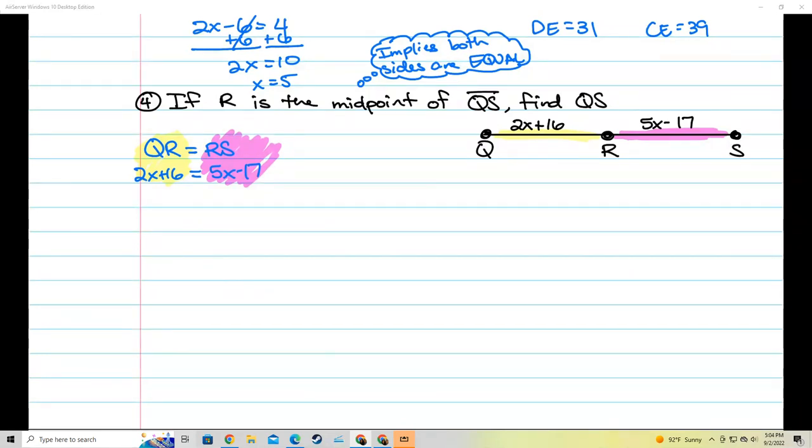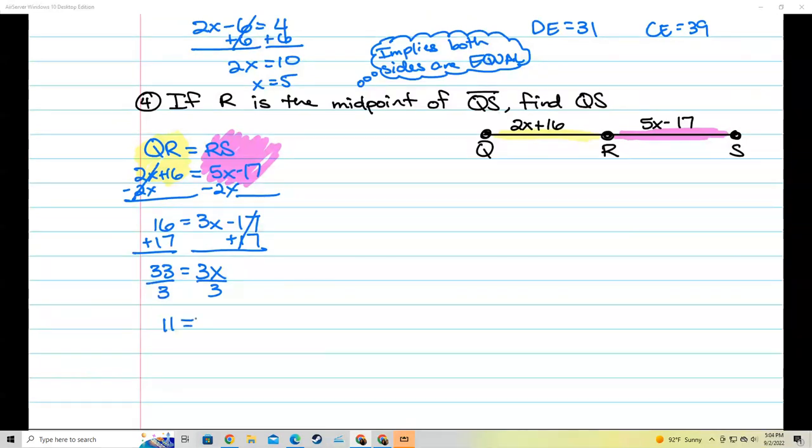When we start solving for x, we're going to try to get rid of the smaller x. In this case, the smaller x is that 2x. So I'm going to subtract 2x on each side. These cancel. I get 16 is equal to 3x minus 17. Now that I have that 17 on the right, I'm going to get rid of it by adding 17 on both sides. I get 33 is equal to 3x. And then I'm going to divide both sides by 3, and I get 11 is equal to x.